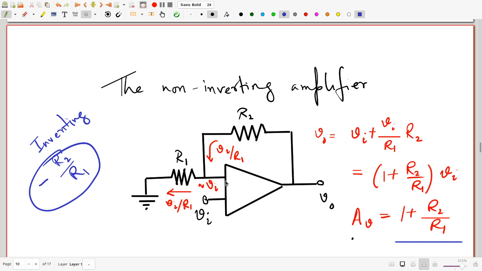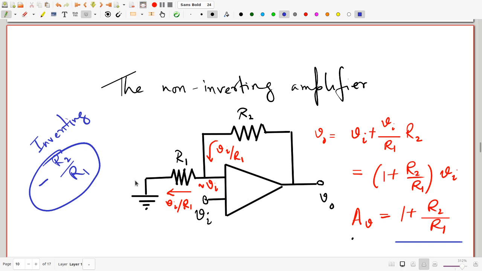In fact, the huge differential impedance of the op-amp, coupled with the fact that the huge gain forces the two inputs to be at nearly the same voltage, ensures that very tiny current flows in, which means this circuit has a huge input impedance. The non-inverting amplifier.